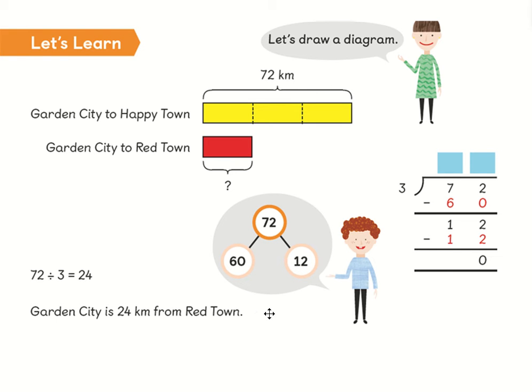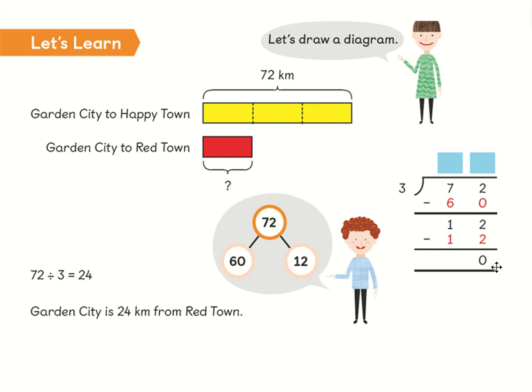So together 20 and 4 give us our answer and show us that Garden City is 24 kilometres from Red Town. We can check our answer by thinking: if this is 24 kilometres, that's 24 kilometres, and that's 24 kilometres. So if you add those three 24 kilometres together, we will get 72 kilometres.